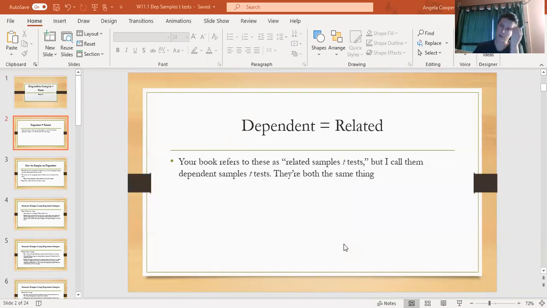In your book, dependent samples t-tests are referred to as related samples t-tests, but I just prefer to call them dependent. If you're reading the book and you're seeing related over and over again, just know that dependent and related samples t-tests are the same thing.